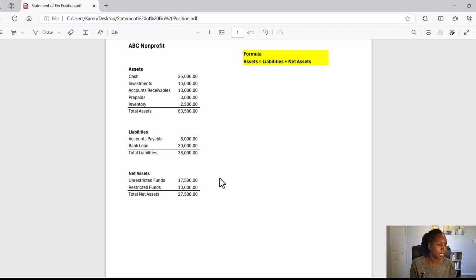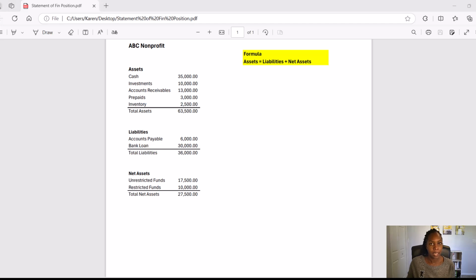So with your restricted funds, that should reconcile to maybe an Excel spreadsheet. It should reconcile to something where it gives a list of restricted funds, the amount that is restricted, and then an explanation as to how those funds are to be used. Okay.